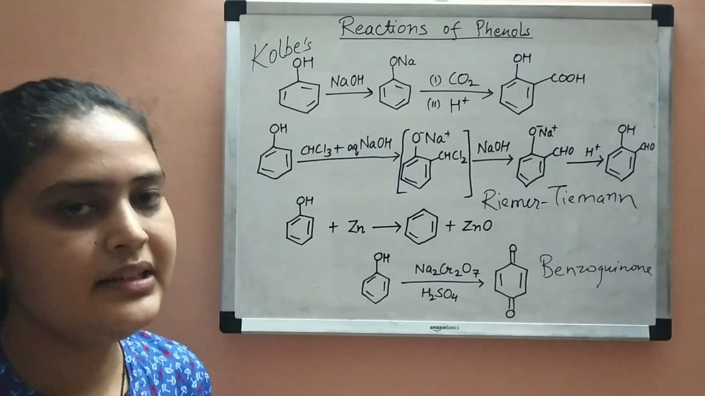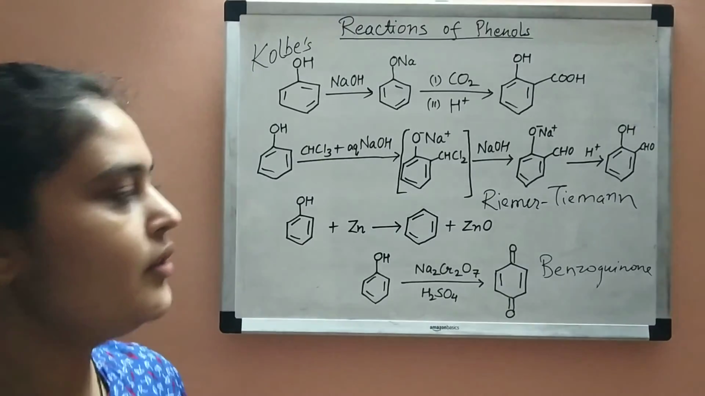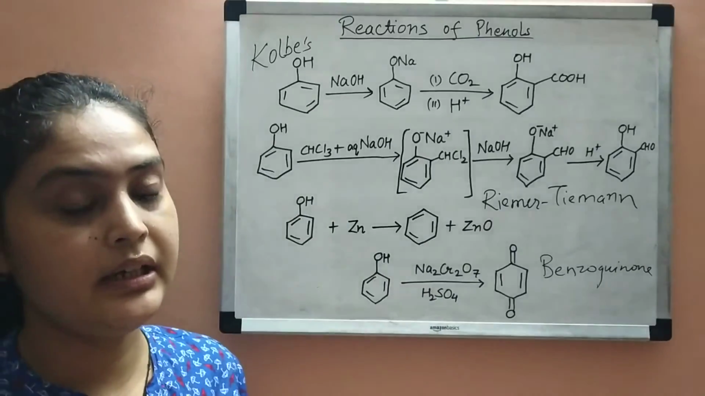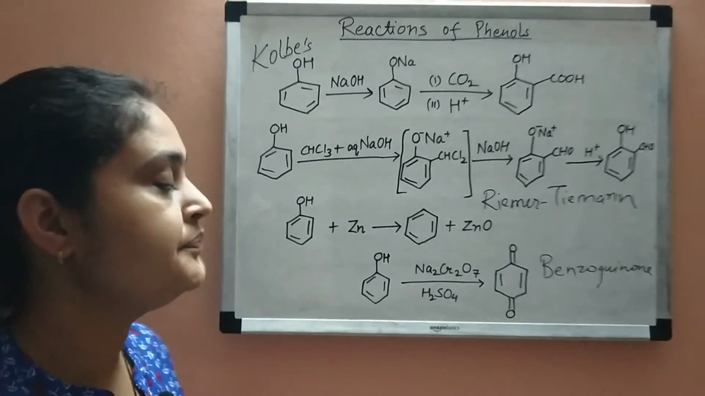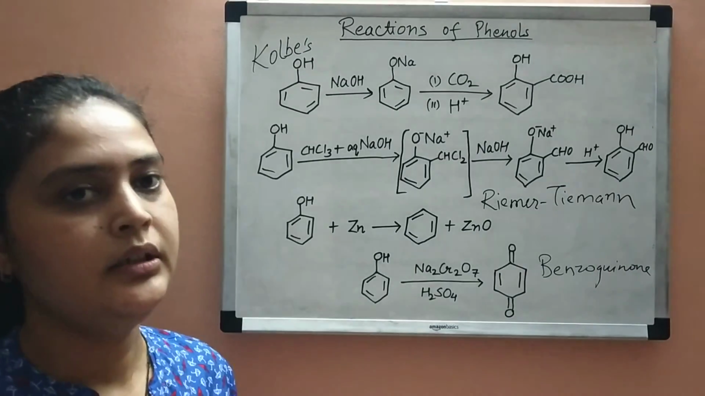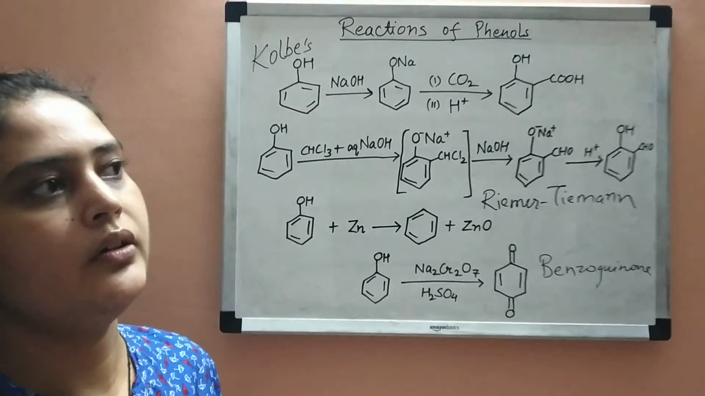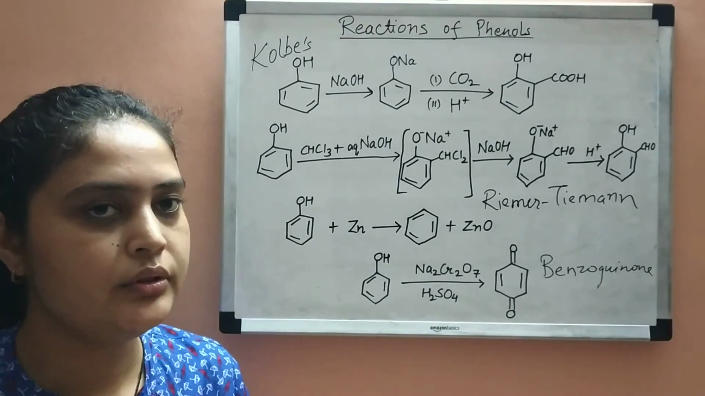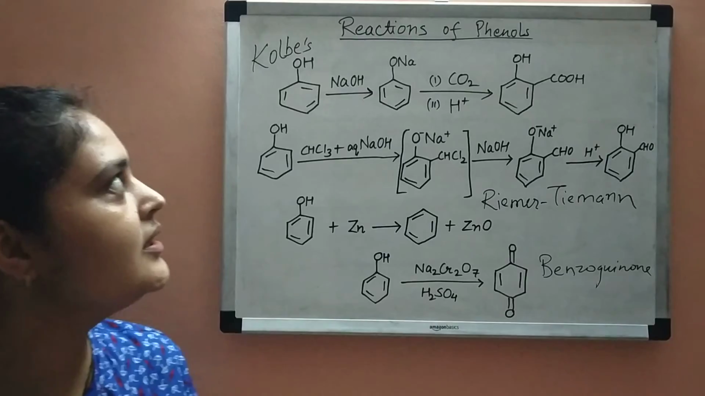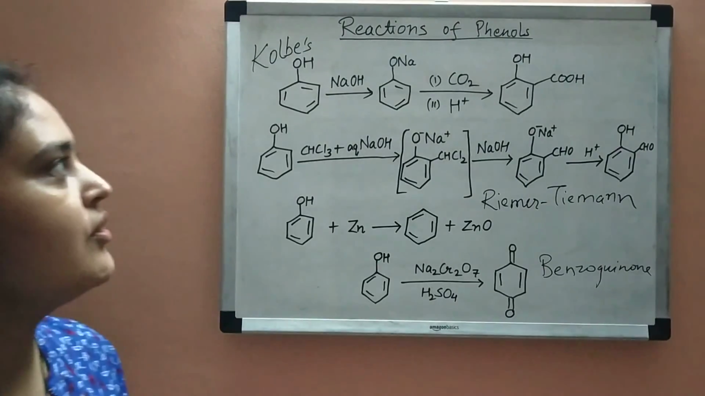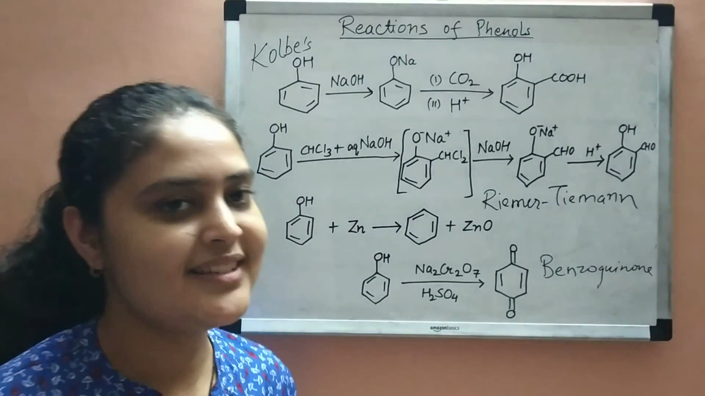Phenols can be easily oxidized in air, so therefore phenols are usually kept in airtight bottles, and also they are kept in the dark, away from light, because they are oxidized by light also. So this was all about the chemical reactions of phenols. I hope you understand. Thank you.